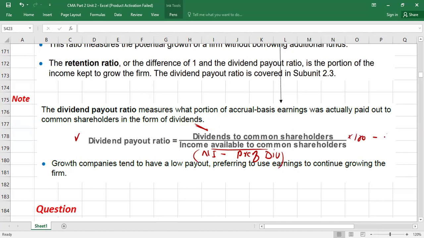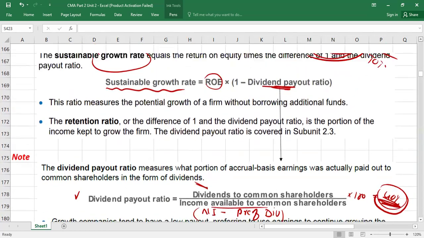For example, the dividend payout ratio is 40%. Let's assume the answer is 40%. So what does this 40% mean? It means whatever profit we are earning, we are paying 40% of that profit as dividend. Which dividend? Common dividend. Understood? So for example, if the answer is 60%, it means whatever profit you are earning, we are paying 60% of the profit as dividend. This is called the dividend payout ratio.